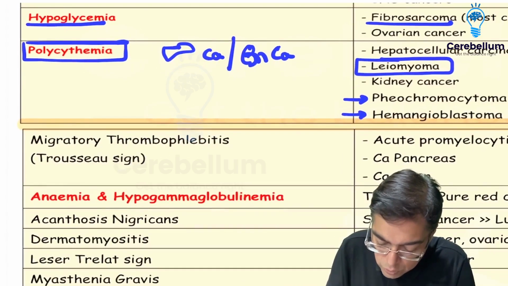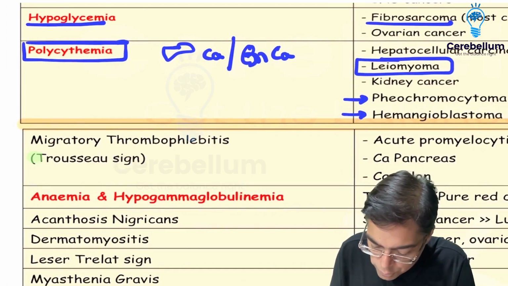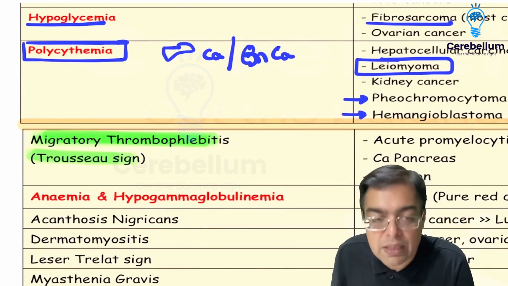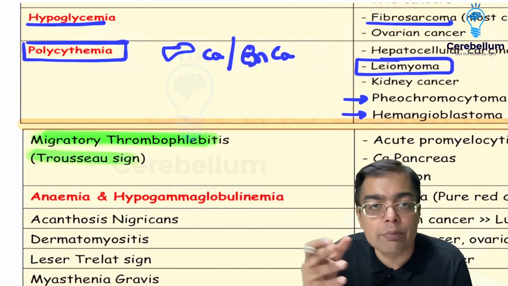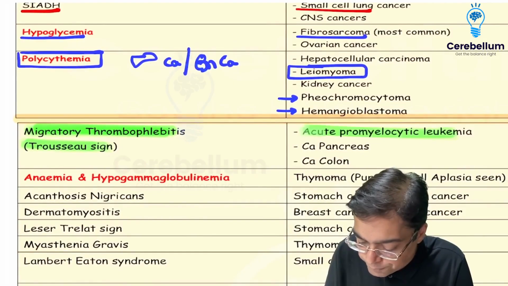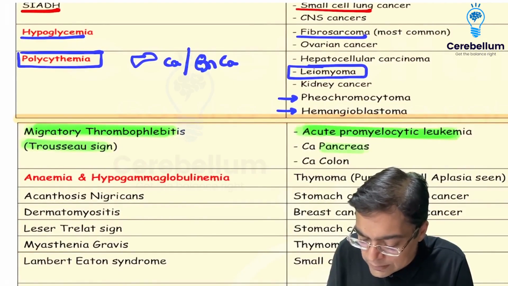Then making a mention of something like Trousseau sign, which is the name given to migratory thrombophlebitis. That would be seen in case of tumors which are going to secrete mucin. That can include something like acute promyelocytic leukemia, and cancers like pancreatic cancer as well as colonic cancer.